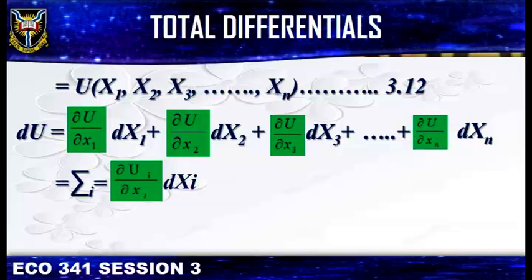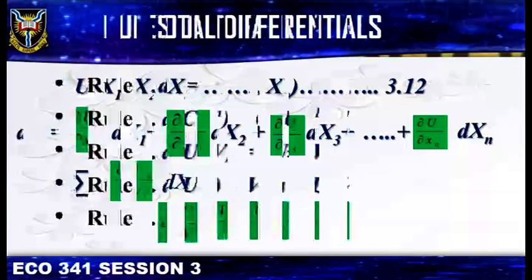du is equal to partial du over partial dx1 dx1 plus partial du over partial dx2 dx2 plus partial du over partial dx3 dx3 plus dot dot dot plus partial du over partial dxn dxn, which is equal to the summation over i of partial du over partial dxi dxi.